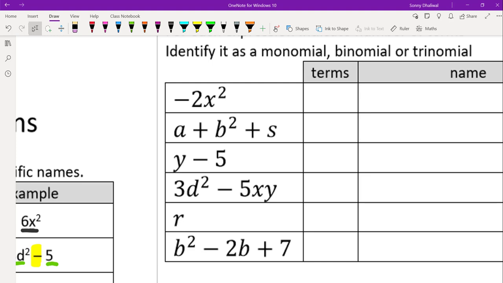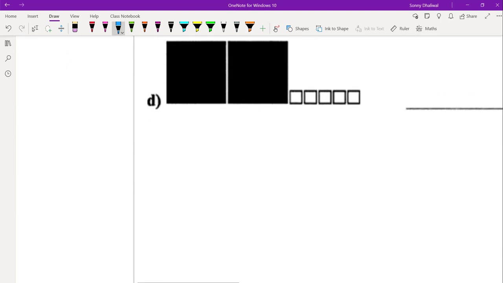There's no plus, minus sign separating anything. Just 1. Okay? Second one. Put a line through your plus, minus signs, or highlight, or whatever you want to do. How many terms do we have here? 3. Okay. How many terms does the third one have? 2.